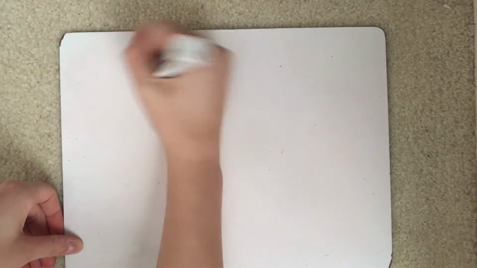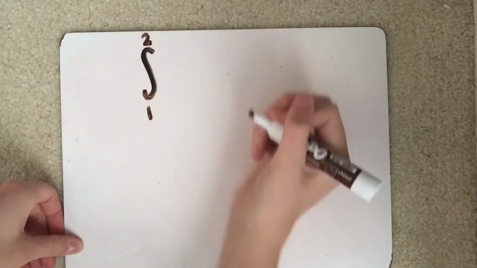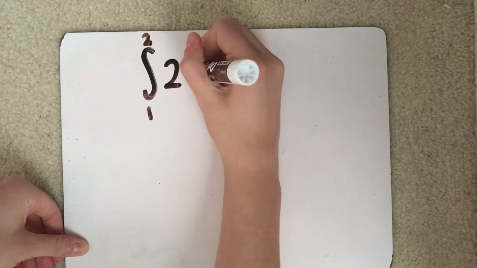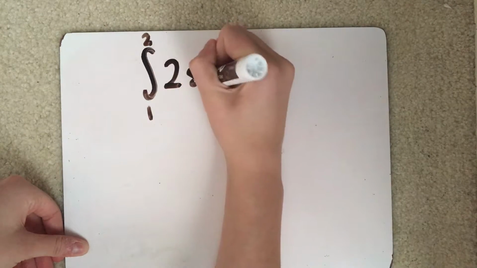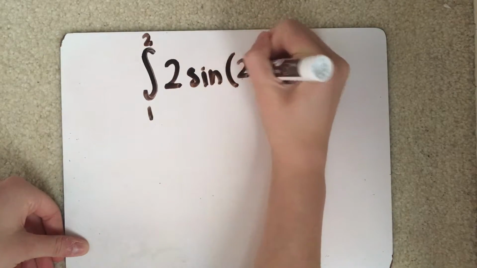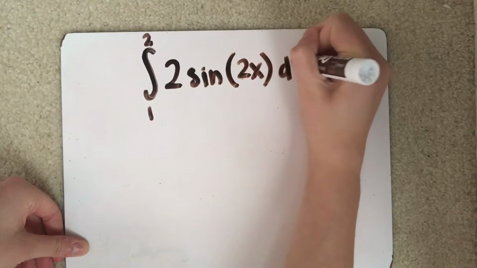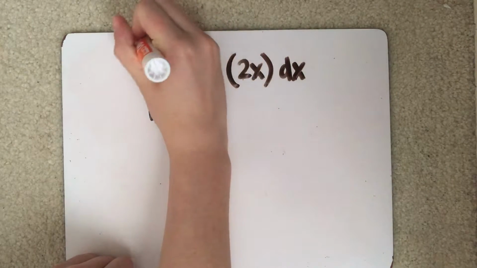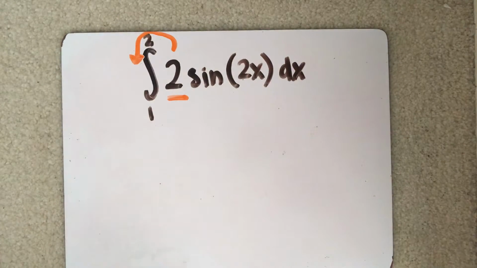Our original equation, I'm going to keep the limits the same just for easy understanding. It'll be the integral from 1 to 2 of 2 sine of 2x dx. Okay, so to make the problem a little easier, we can first start by moving this 2 over to the left of the integral. And this is an important integral rule that really can make your integration process easier.